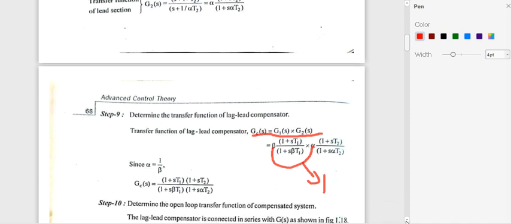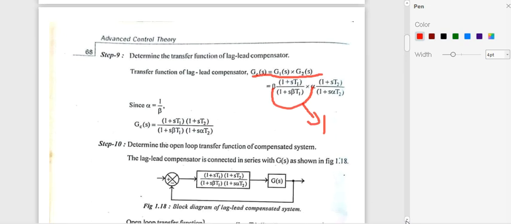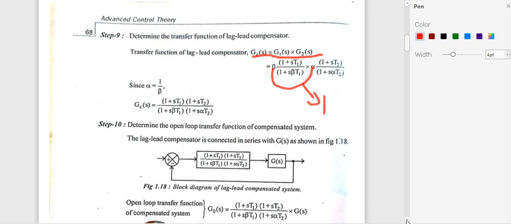Next we need to find the transfer function of the compensated system. So the transfer function of the compensated system is GC of S into G of S. Yes, that is the open loop transfer function of the compensated system. G naught of S equals GC of S into G of S, where GC of S is the transfer function of the compensator. We do not need to multiply by an attenuation constant. Why? Because alpha into beta equals 1, so there will be nothing to cancel. So G naught of S equals GC of S into G of S.